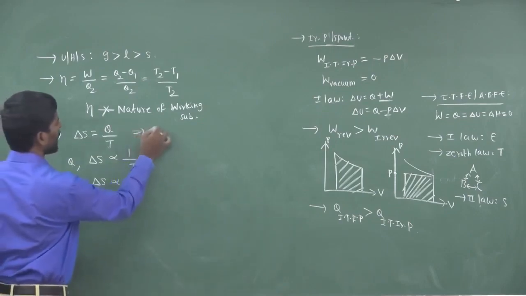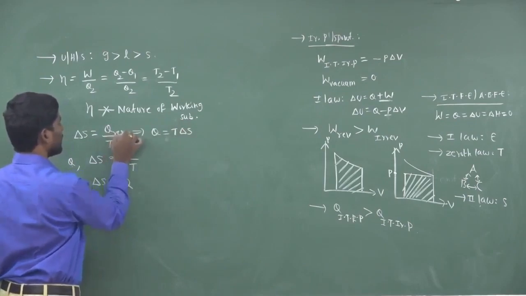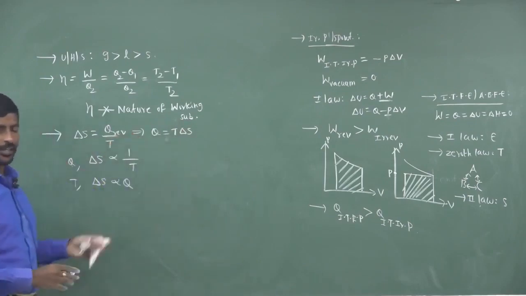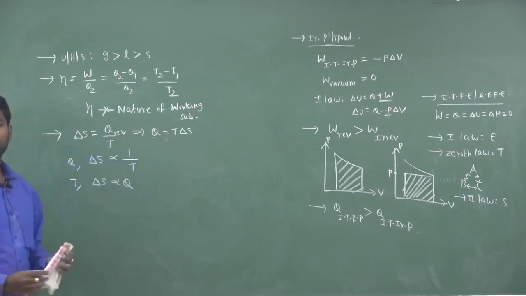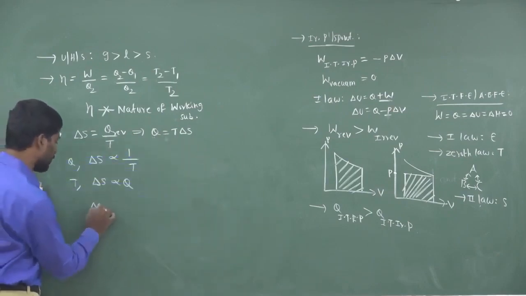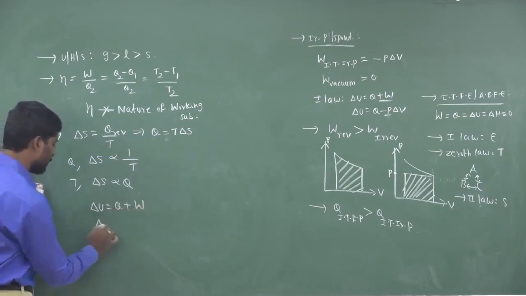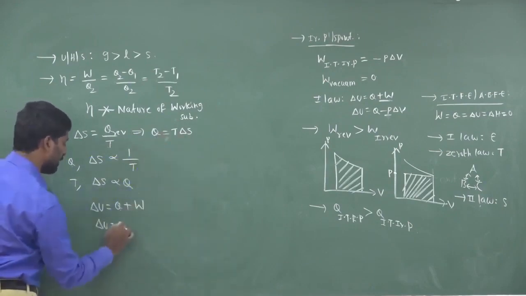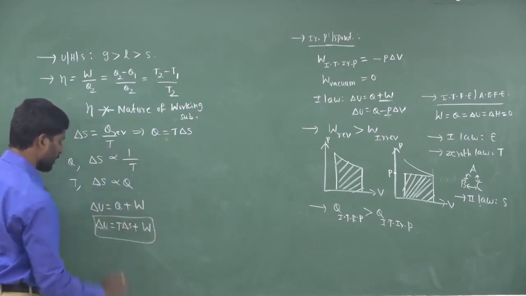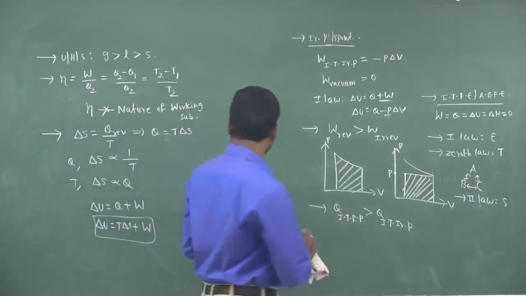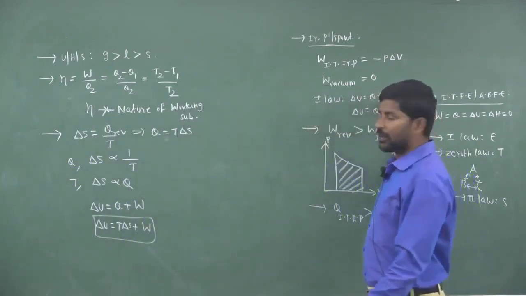And from this we can write Q is equal to what? T delta S. It is actually Q reversible by T, but every time we may not write reversible. So from that we can write Q is equal to T delta S. So from the first law, delta U is equal to what? Q plus W. So from this, Q may be written as T delta S. Delta U we can write as T delta S plus W, combining the first and second laws of thermodynamics.